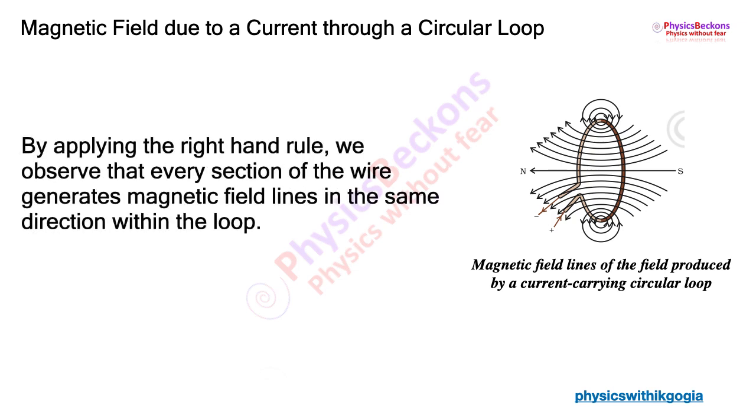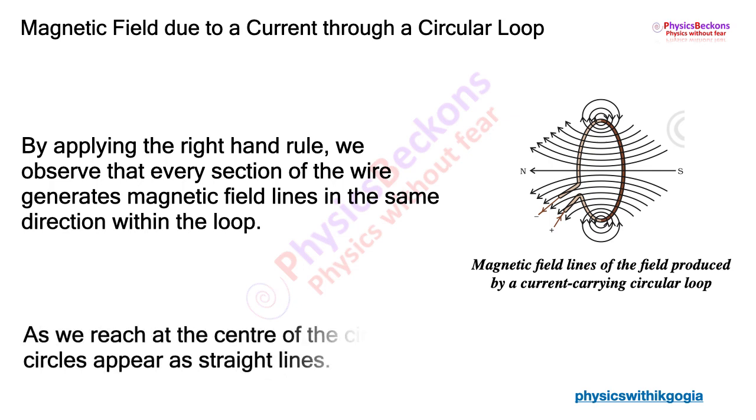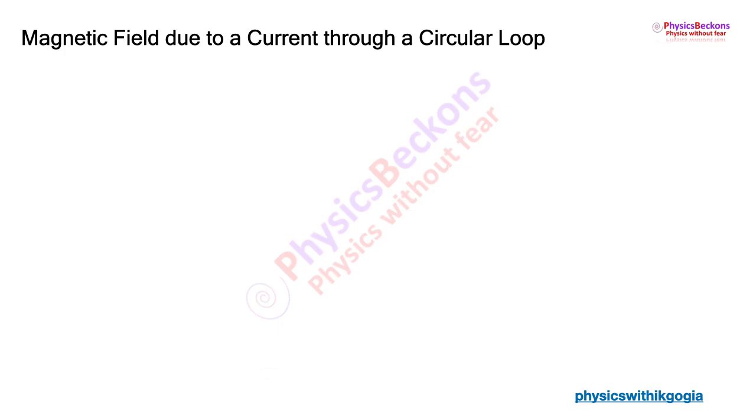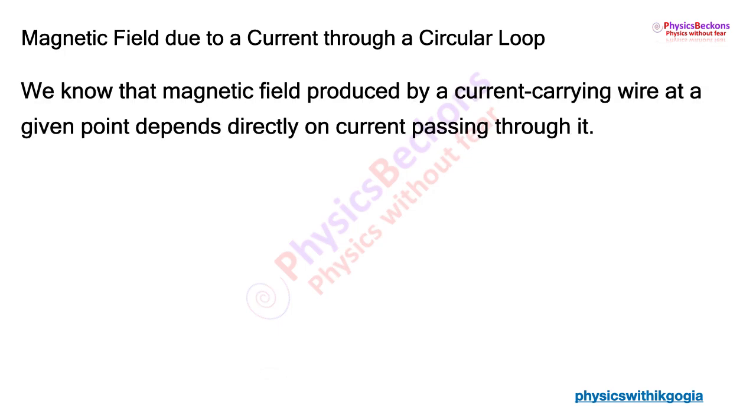By applying the right hand thumb rule, we observe that at every section of the wire the magnetic field lines are in the same direction, and at the center of the circular loop these big circles appear to be straight line, they are aligned in the same direction. The magnetic field produced by a current carrying wire at a given point depends directly on the current, that is, more the current, stronger is the field.